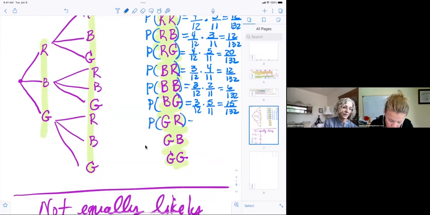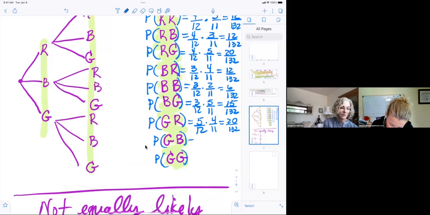And the last 3 here. So now we're looking at green marble first. So out of the 12, there's 5 green marbles. So 5 out of 12 is the first fraction. And drawing the red marble, we have 11 in the bag, and there are 4 red marbles. Probability of green, blue. 5 out of 12 for green. 11 in the bag once you take the green out, but there are still 3 blue marbles.